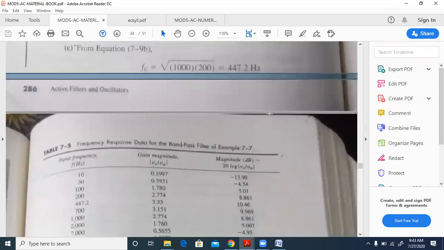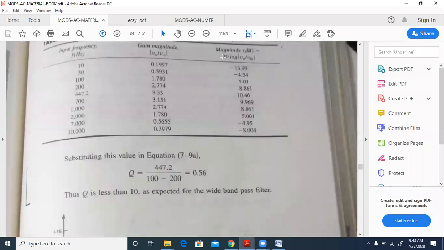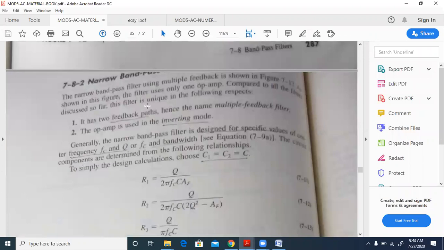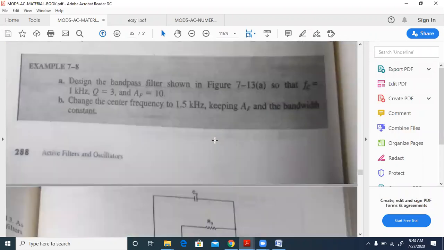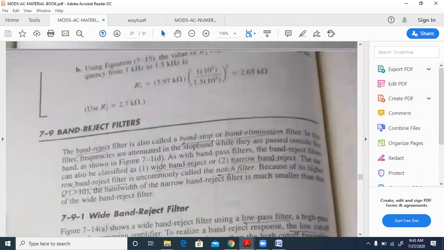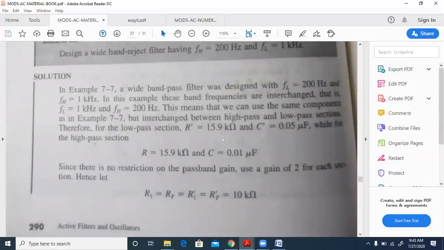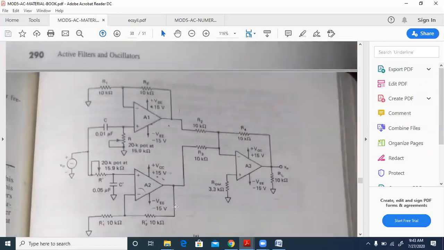Now going in the same way, this is the plot which is done for the band pass filter. Going in the same way, this is the narrow band pass. Then you have the band reject filter. For the wide band reject filter, he has just given the figure. So if you see here, this is a differentiator. Differentiator just means the high pass filter. This is an integrator, which is a low pass filter.